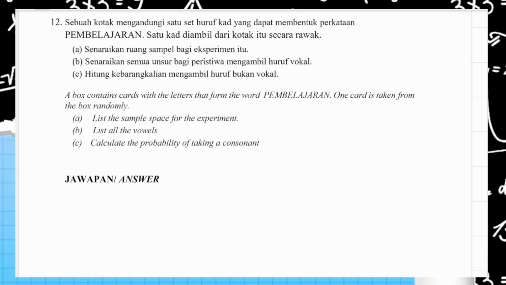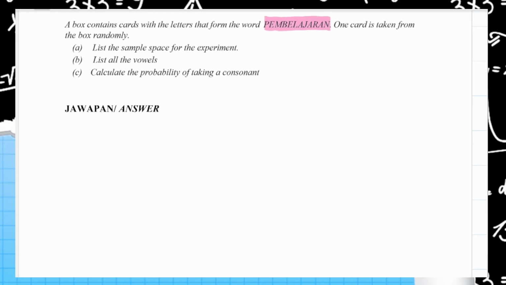Okay, a box contains cards with the letters that form the word pembelajar, right? And one card is taken from the box randomly. Okay, randomly. So question A asks you to list the sample space. Remember the keyword for sample space: we have to write down all possible outcomes, right? So just write down S equal to, open your bracket.